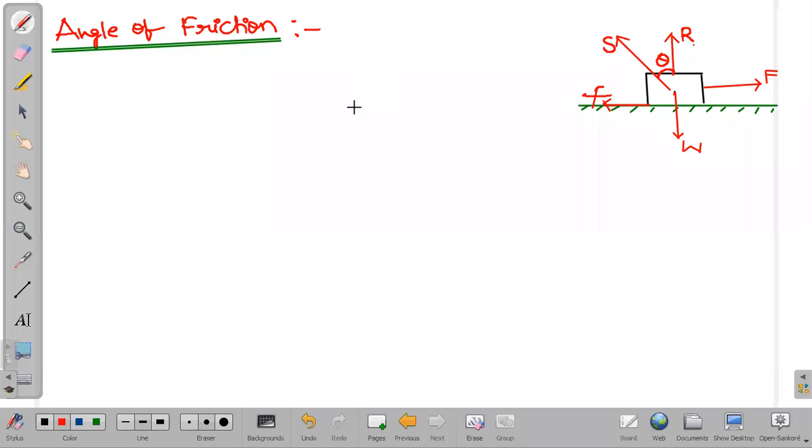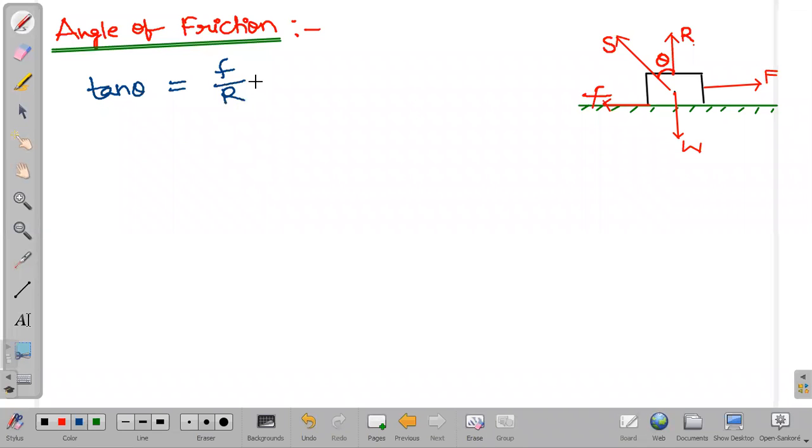So if we write an expression for this angle, usually when we want to write angles, we will take tan theta only. So tan theta is equal to, what do we write here? Tan theta means opposite by adjacent. The opposite side will be our frictional force, and adjacent will be our normal force. So F by R we will write for tan theta.